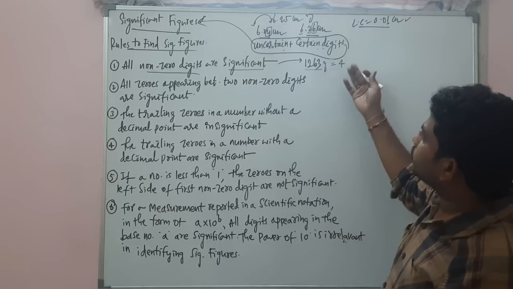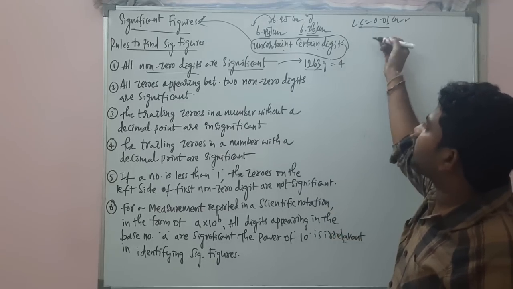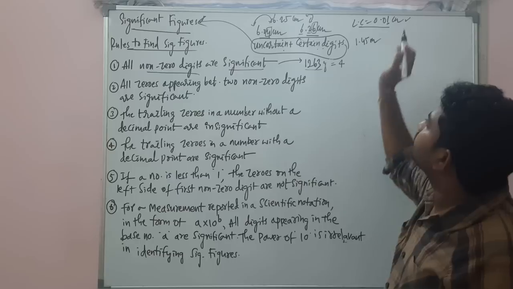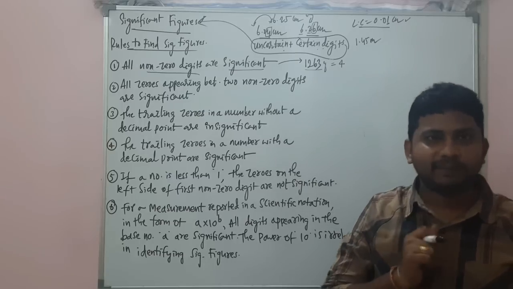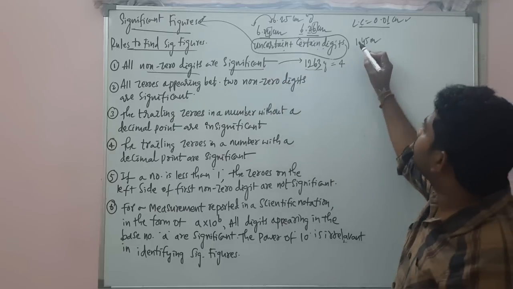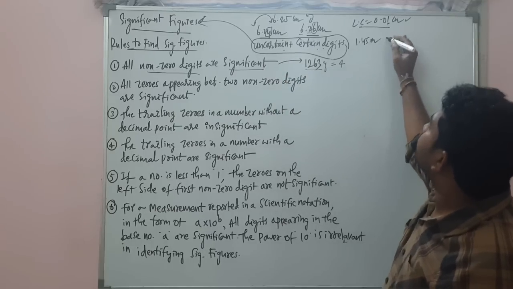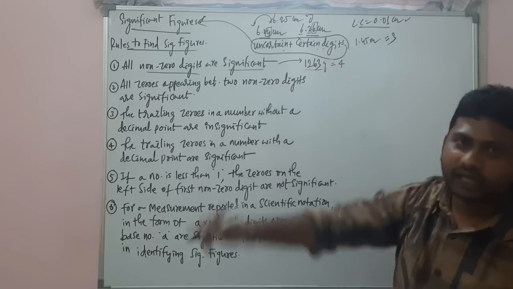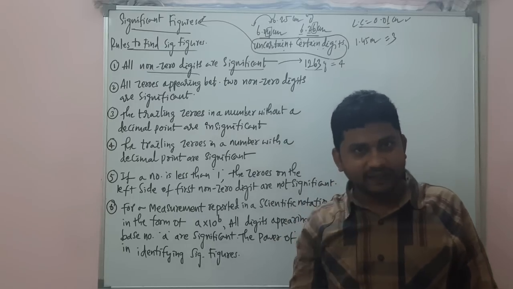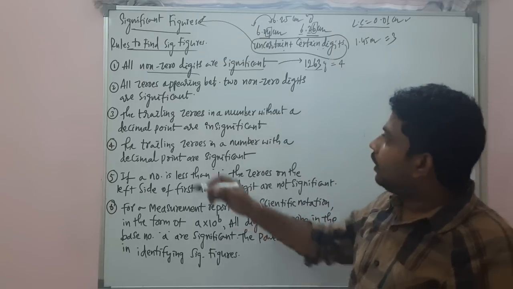Same thing. So I can also take, let's take a measurement of 1.45 meter. How many significant figures are here? Tell me. All non-zero digits are significant. 1, 2, 3. So the number of significant figures is 3. I hope it's very clear. Right? Is it simple?